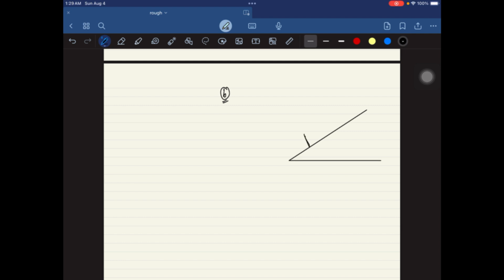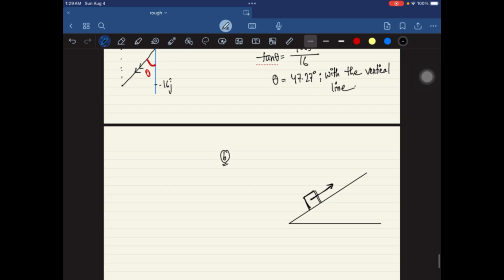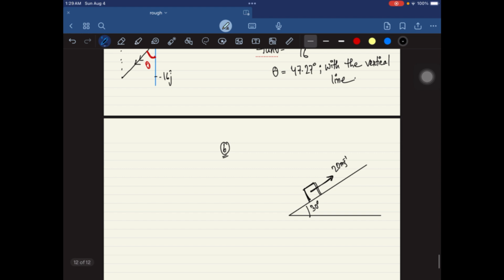The driver is moving in this direction at 20 meters per second with an angle of 30 degrees, right? And we see that the rain is moving vertically downward.